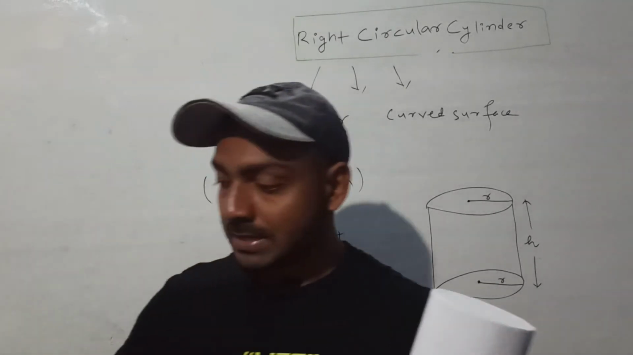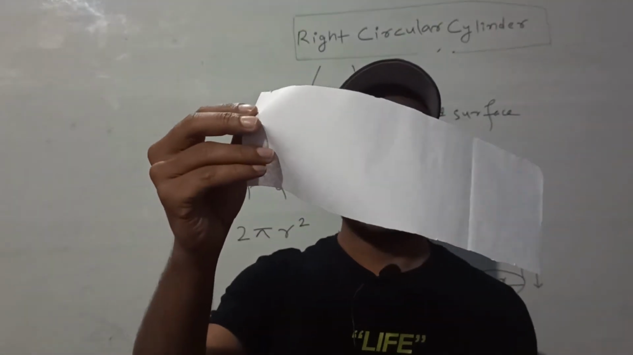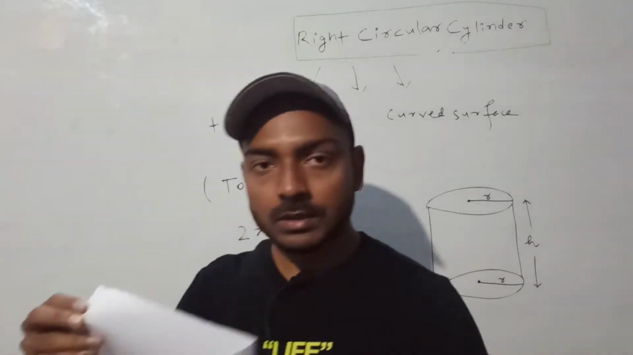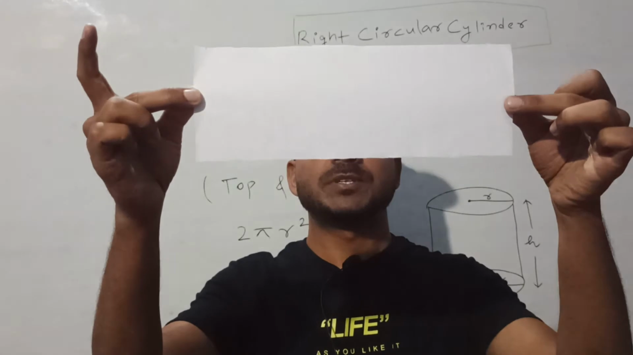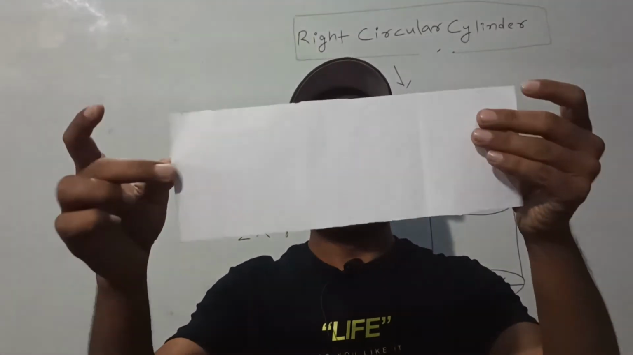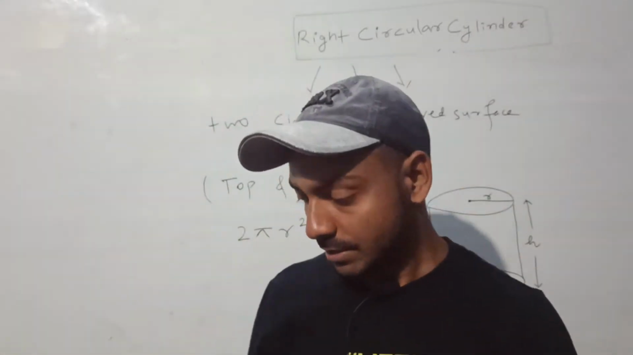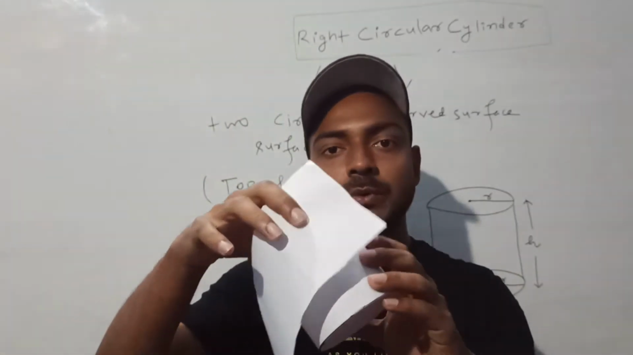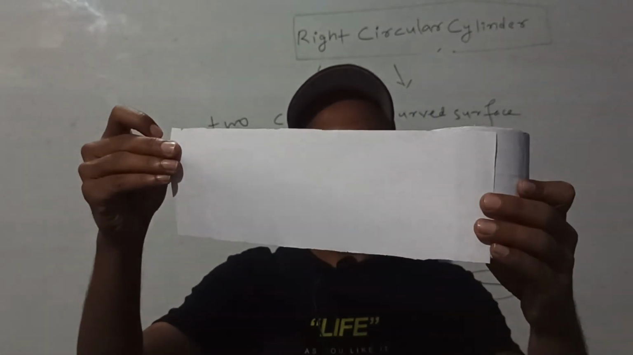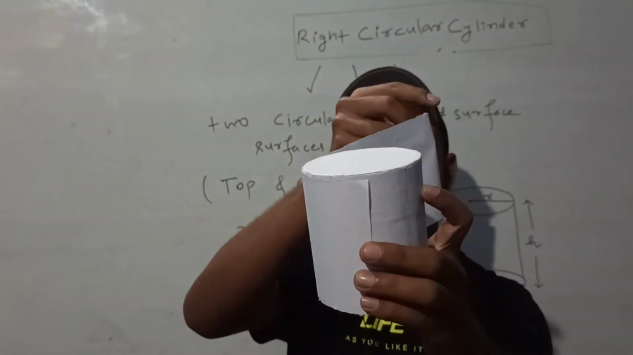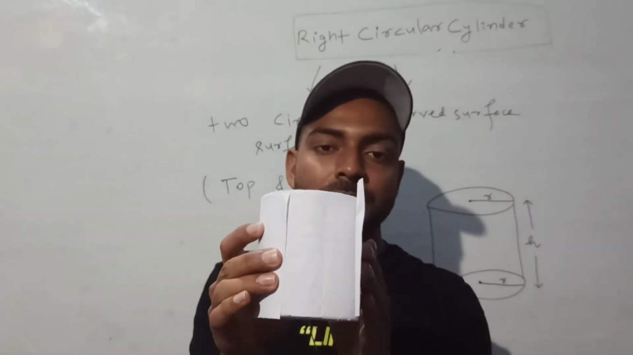For this, let's take a piece of paper. As you can all see, this piece of paper is rectangular in shape. It has some breadth and has some length. Now, what I am going to do is fold this rectangle along the curved surface of the cylinder.